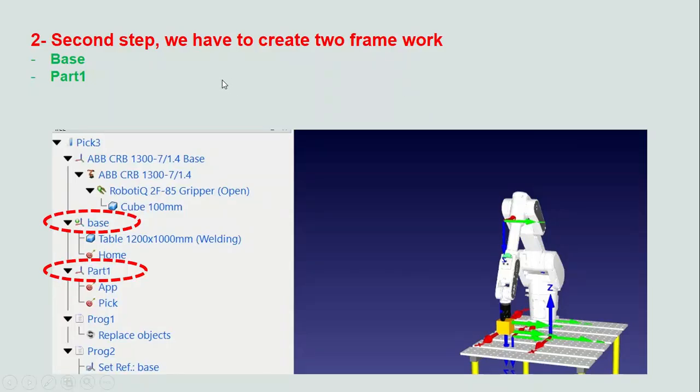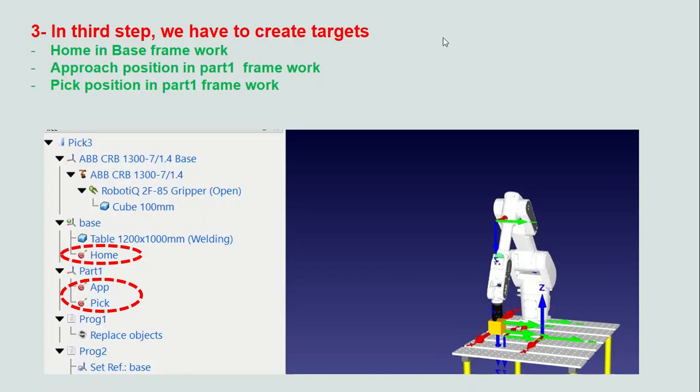In the third step, as you can see here in this slide, we have to create some targets. For example, in this project, we have a home target. This is the home position for the robot. And the approach position means that the robot can be close to the object, and the last position would be the pick position. In this position, the gripper can pick the object and can take the object to move.